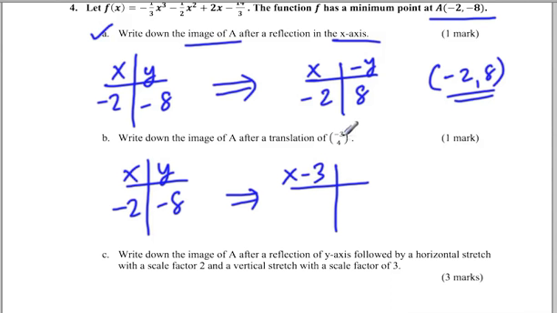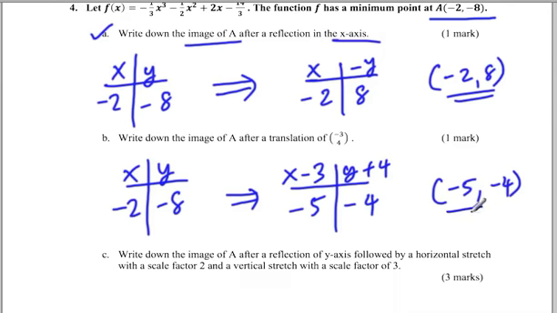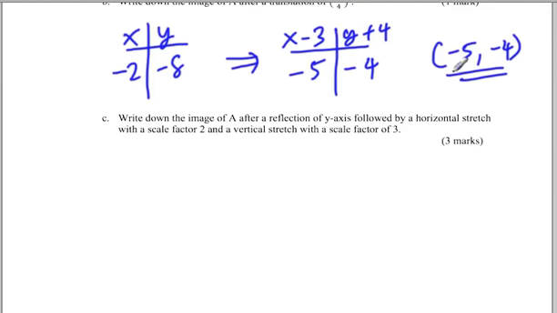Whenever you see a vector form, it's telling you what to do. So you simply move 3 to the left, which means you subtract 3 from x, and you move 4 up, so it's y plus 4. So -2 minus 3 is -5, and -8 plus 4 is actually -4 because you're reducing the negative. So the coordinate here is -5, -4. Okay, and that's it.